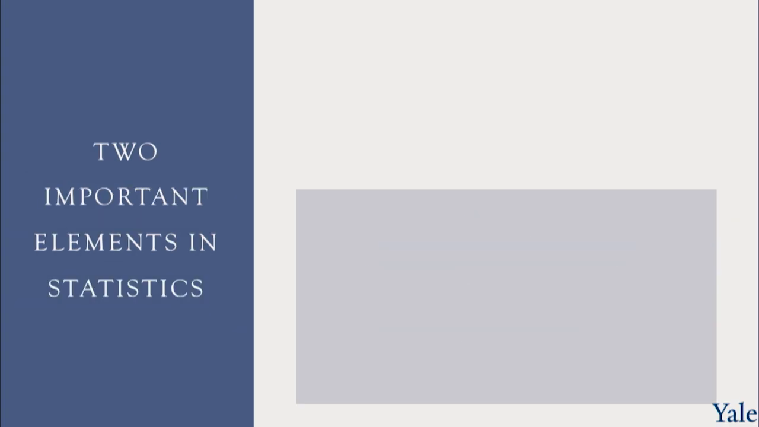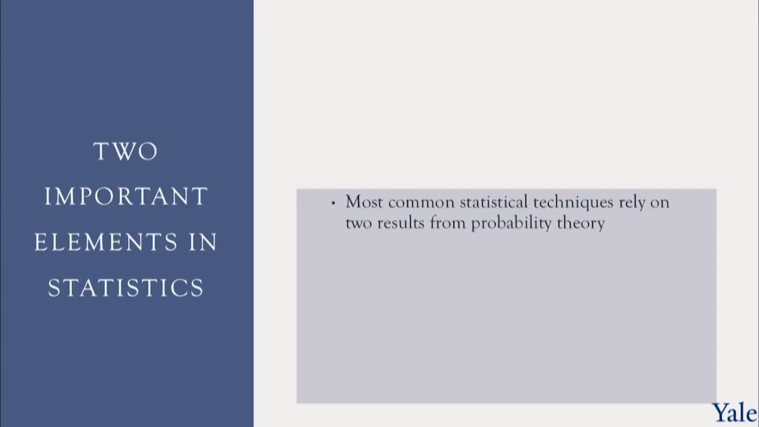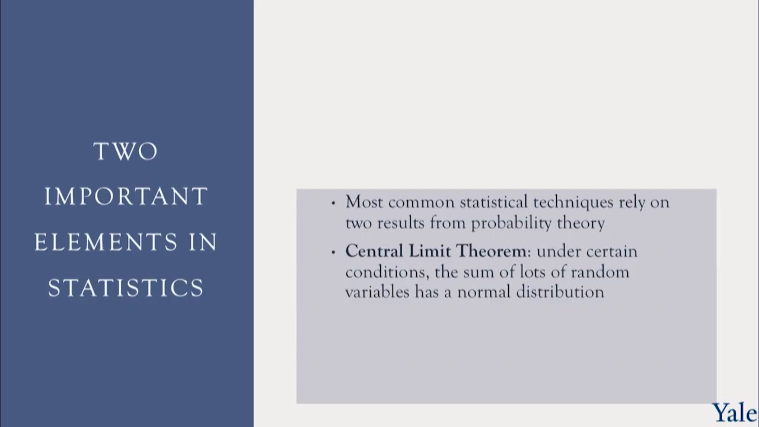To conclude this segment, we'll look at two important elements that undergird a lot of statistical theory, and these are often ignored or forgotten, that these fundamental constraints are there. And when they are violated, we often get into trouble. So let's talk about them first. All of the statistical techniques rely on these fundamental results. The first one is what's called the Central Limit Theorem. And what this says is that under certain conditions, the sum of lots of random variables has a normal distribution.